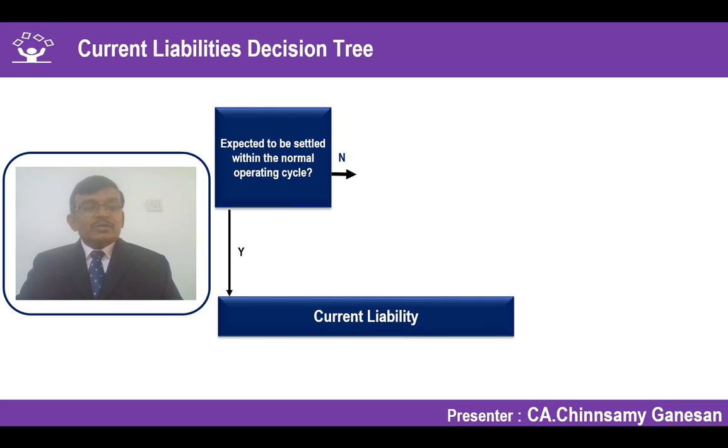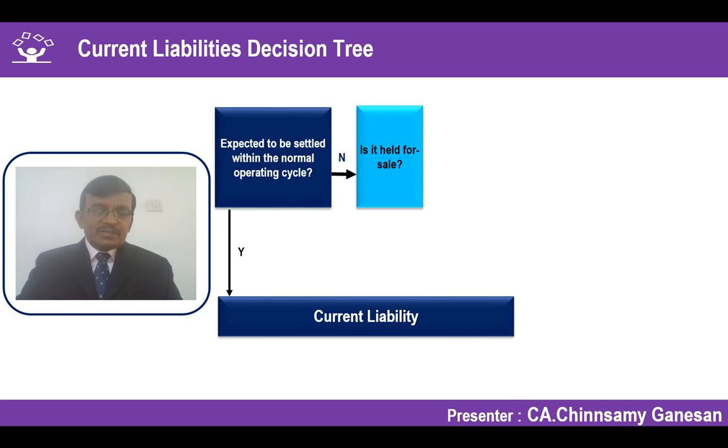Go to the next rule. The next rule asks, is it held for sale? The normal question which comes to our mind is, how can a liability be held for sale? An asset can be held for sale, but how can a liability be held for sale? That could be a question which comes to our mind.